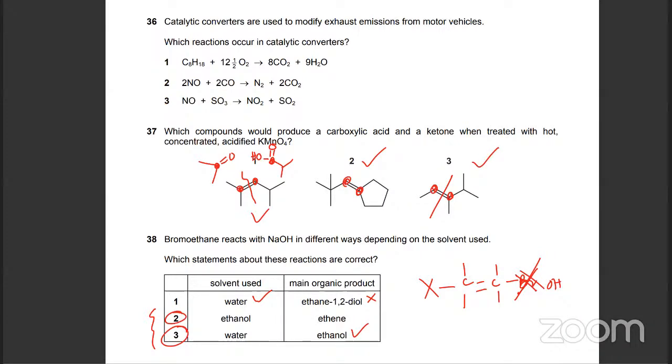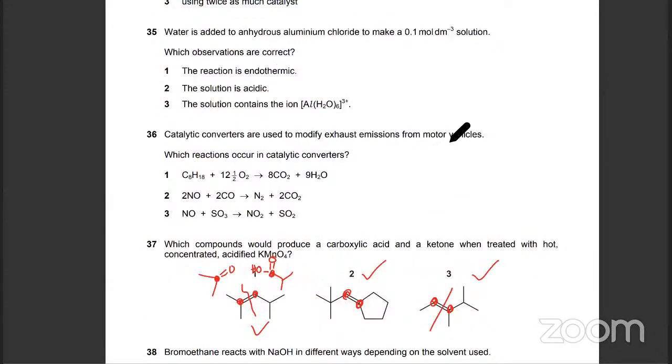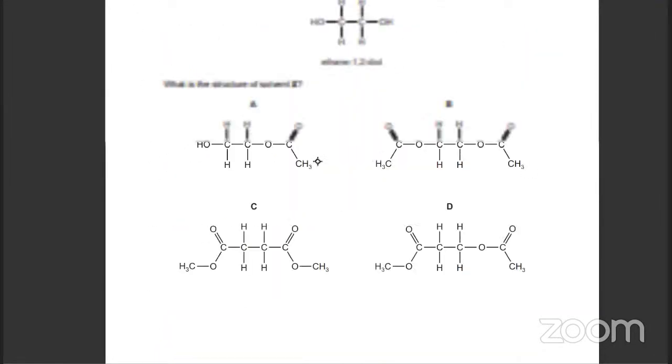Next one, you've got: catalytic converters are used to modify exhaust emissions from motor vehicles. Which reactions occur in a catalytic converter? So inside the catalytic converter, although this is not organic, let's do the organic one. Okay, starting over here.